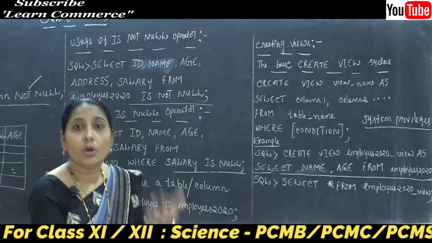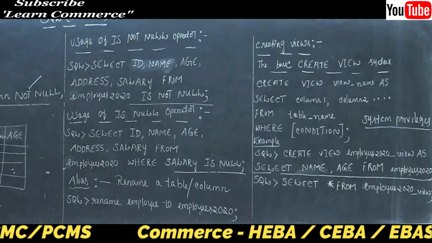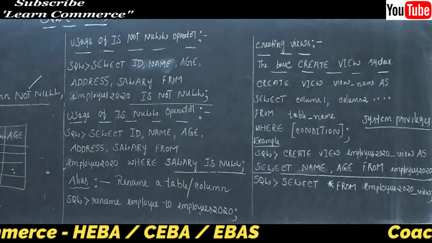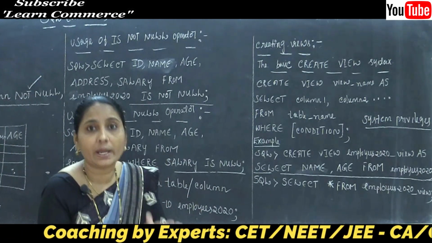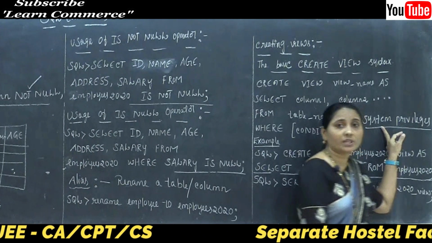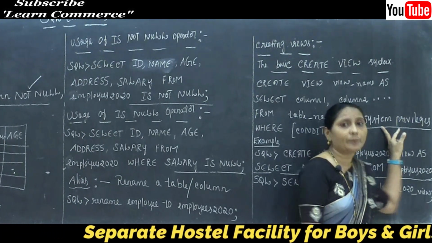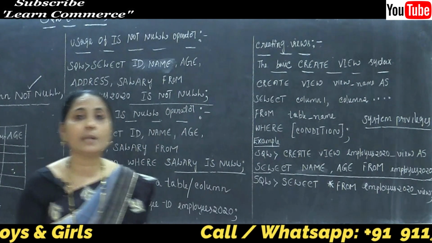We need to just look at the table, what information is there in the table. So if you want all those, then the user has to create some appropriate system privileges. Clear this point here? Now what do you mean by system privileges, or what are the commands going to be added in our system privileges?